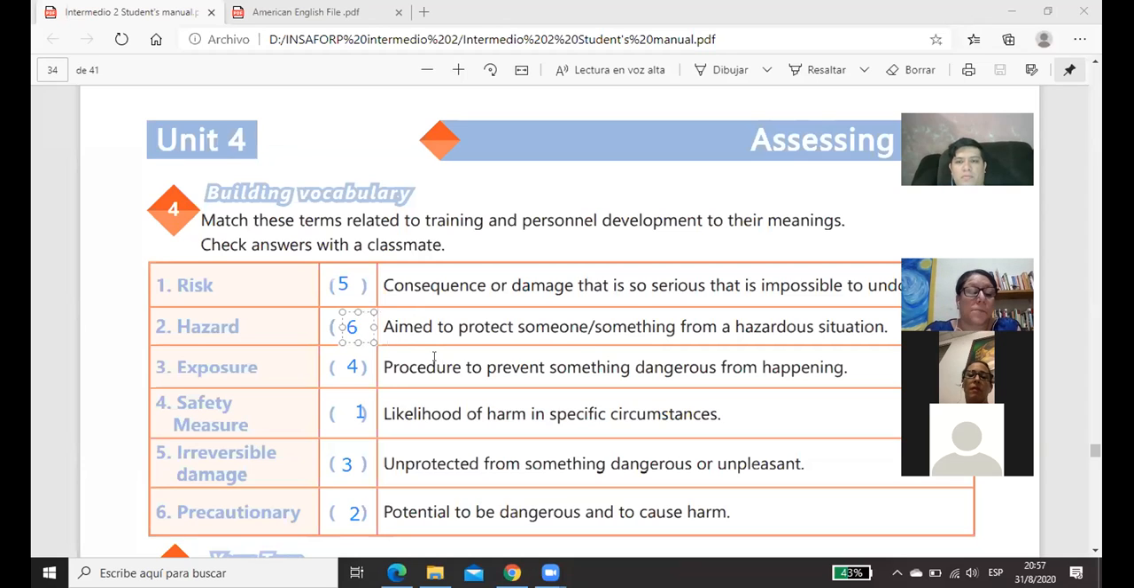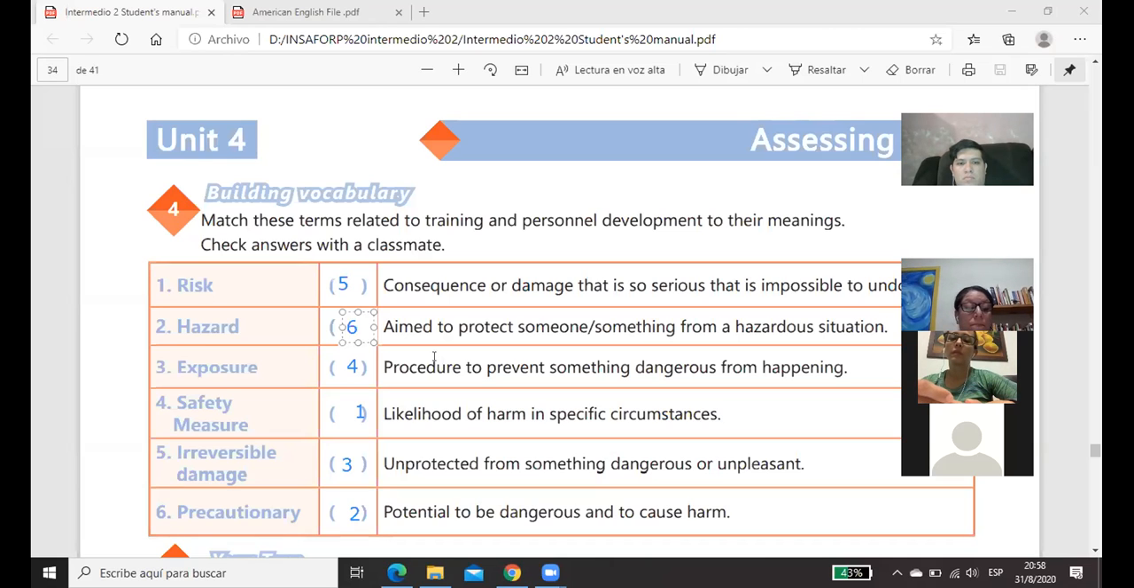Yes. Precautionary is a procedure to prevent something dangerous from happening. What about something that is? That sounds more like a measure, like a procedure, like a protocol. But what about an adjective? This is just an adjective. Does it give you any other idea? No.